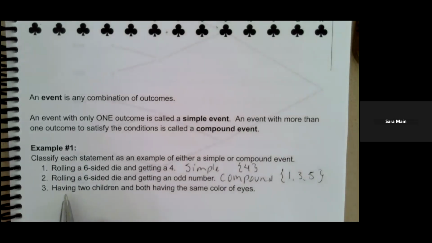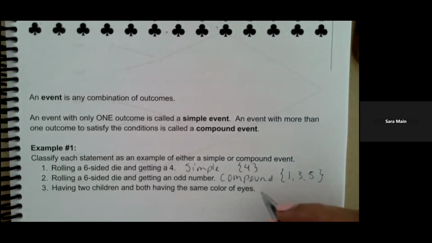And then number 3 says having 2 children and both having the same color of eyes. There are more than one ways that you could do that. They could both have brown eyes, they could both have blue eyes, they could both have green eyes. So this would also be considered a compound event.